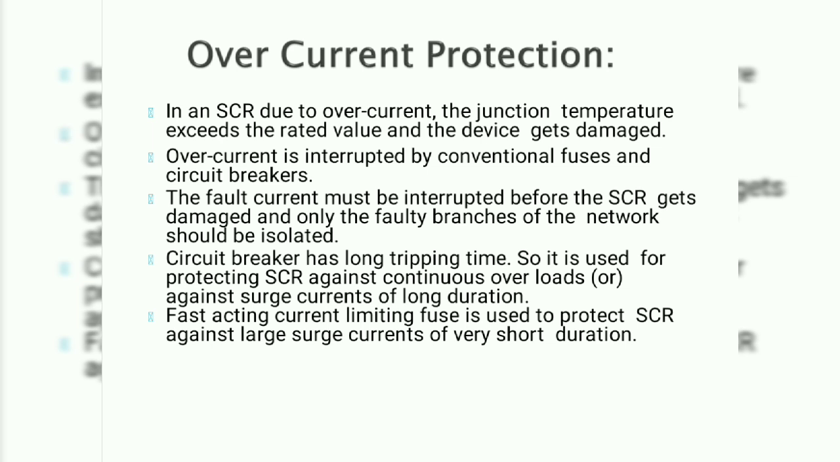A circuit breaker has a long tripping time, so it is used for protecting the SCR against continuous overloads and surge currents of long duration. A fast acting current limiting fuse is used to protect the SCR against a large surge current across a short duration. So over current protection means the maximum amount of current is to be protected.